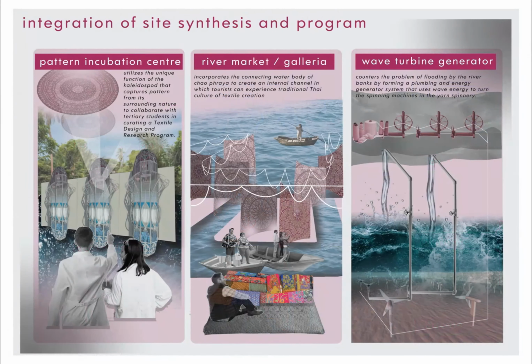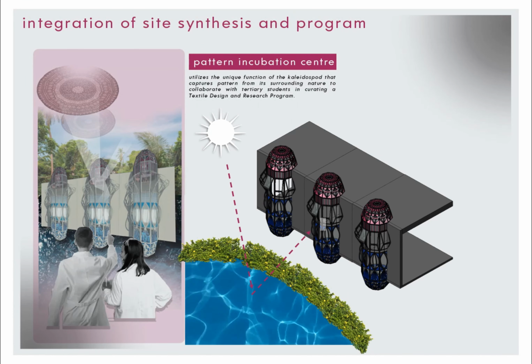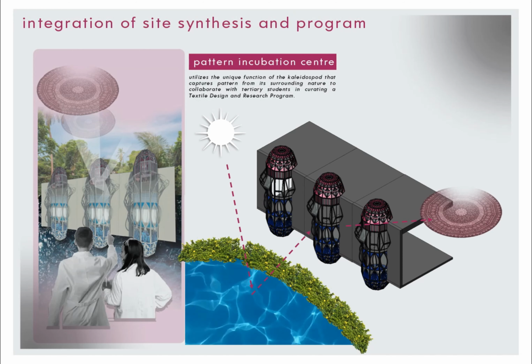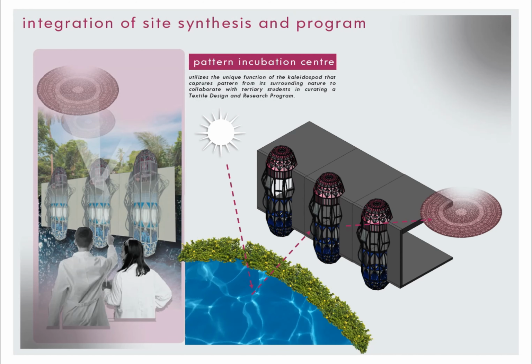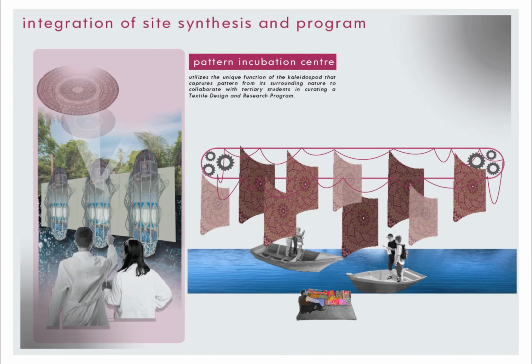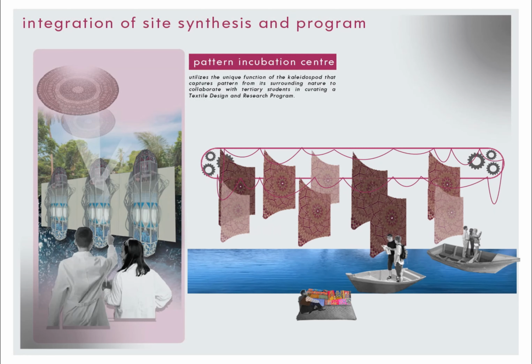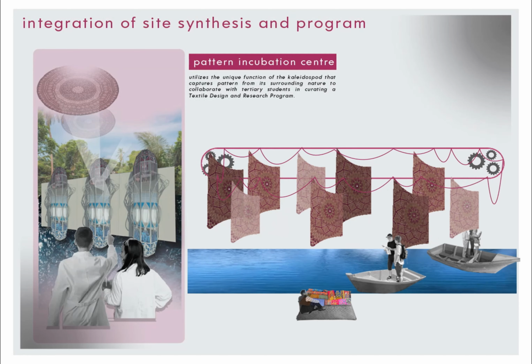From there, I started to look into strategies that would be able to integrate the program with the site. Firstly, the unique function of the collider spot that captures pattern from its surrounding nature to collaborate with tertiary students in creating a textile design and research program. Secondly, a river market and galleria will incorporate the connecting water body of Chao Phraya River to create an internal channel in which tourists can experience traditional Thai culture of textile creation as they boat through textiles that move in rotation throughout the water channel.